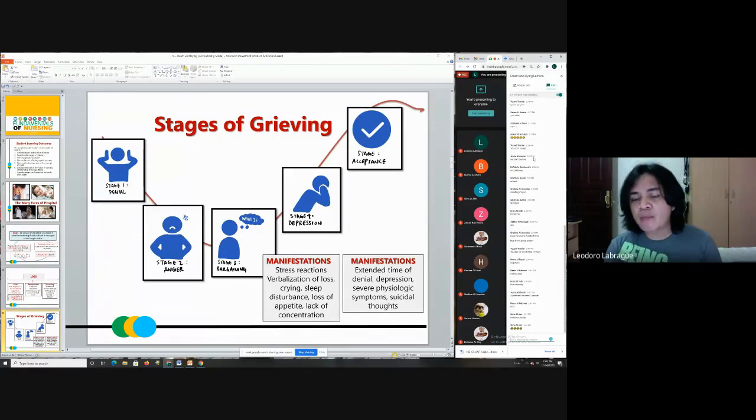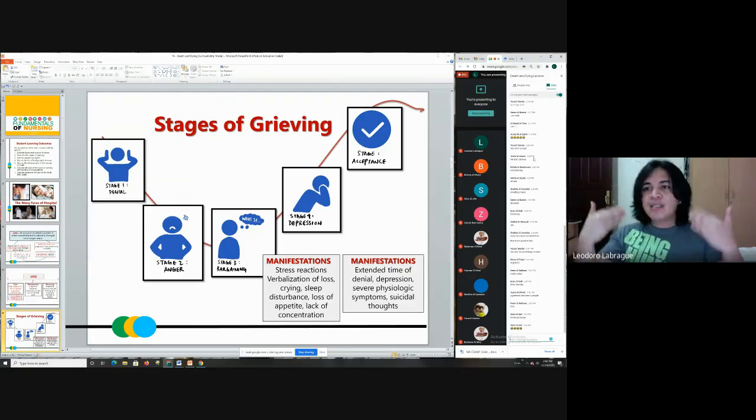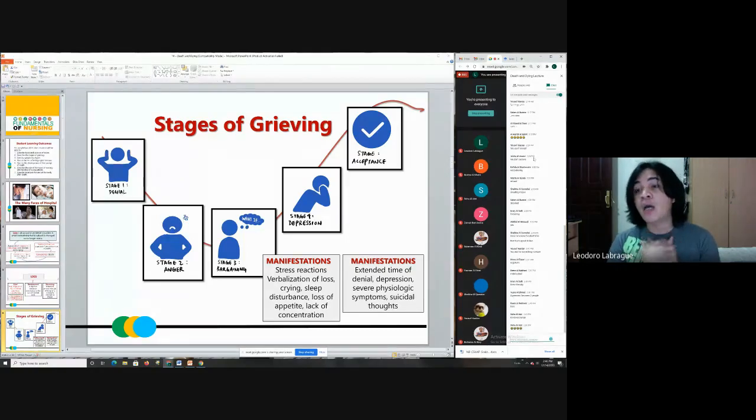Is it normal for a person to feel depressed? Is it normal for a person who is experiencing a loss to feel depressed? Yes, it is normal. But what is now your role as a nurse if your patient is in the process of depression? Your patient is withdrawn. Your patient doesn't want to communicate, interact, or socialize. The patient doesn't want to take care of himself because your patient is depressed. As a nurse, what do you think is the important thing that you can do with your patient?